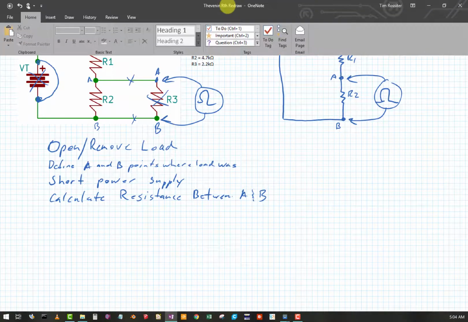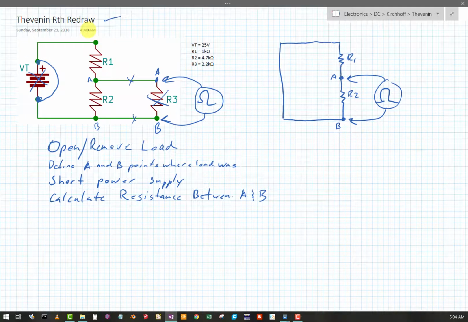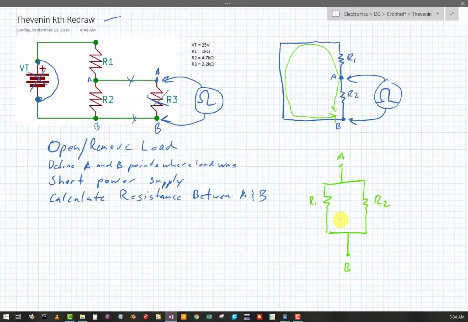Now look at my path. When I do a redraw, I'm going to define my paths from A to B. So I've got one that way and one that way. The first path is just through R1. So here's A, R1, and B is going to be down here. And my other path is through R2. So here's my final R Thevenin redraw. It's going to be R1, which is 1 k ohm, in parallel with R2, which is 4.7 k ohms.